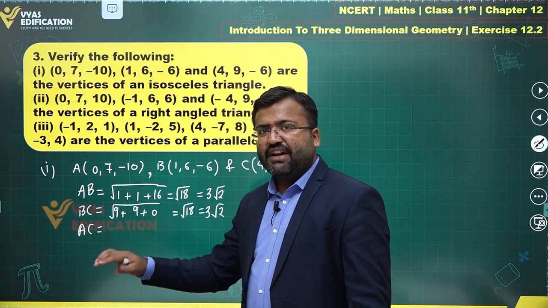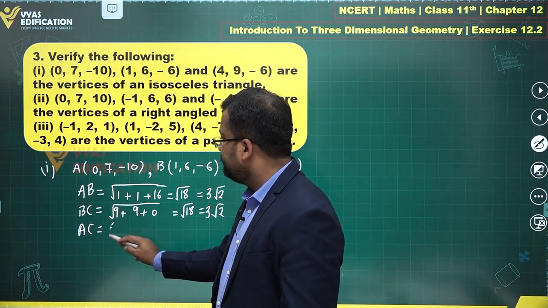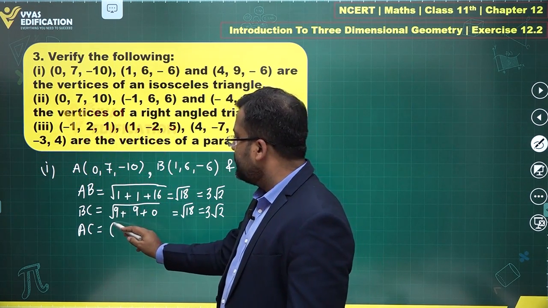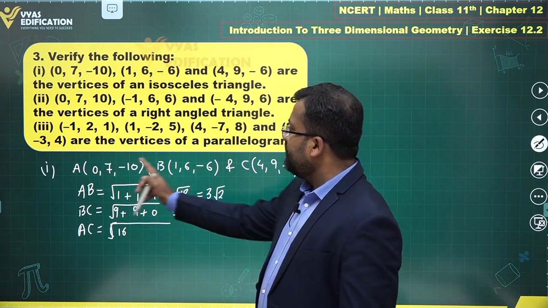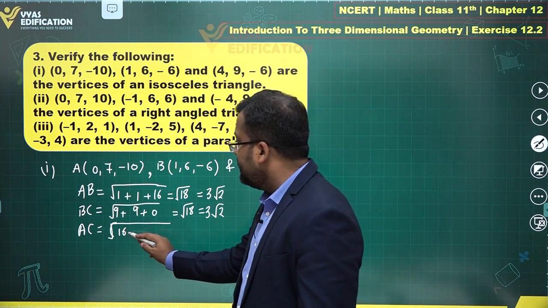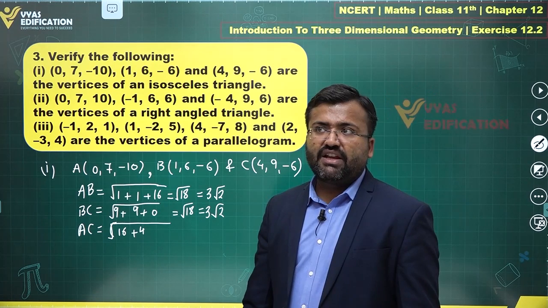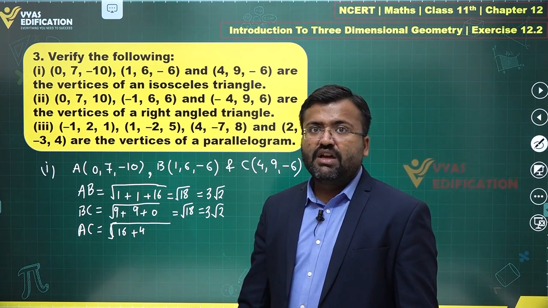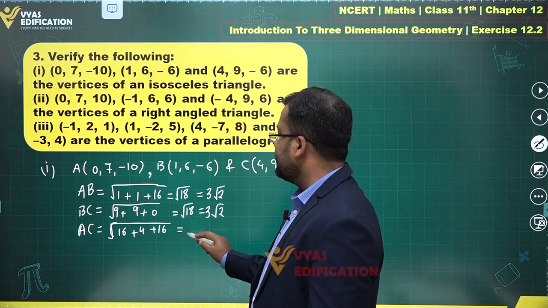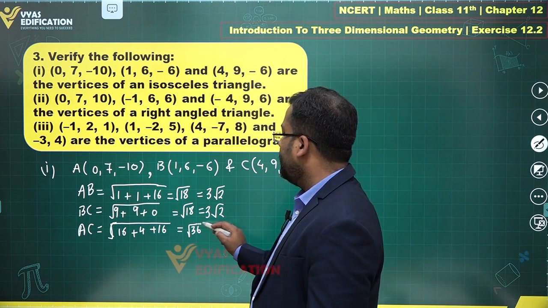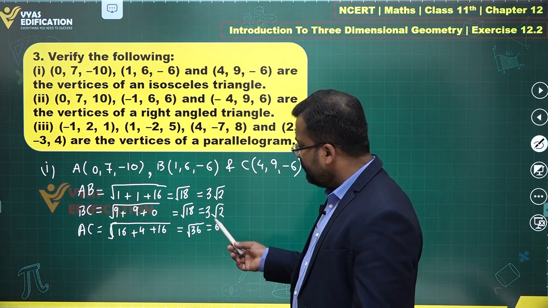The sum of two sides should be greater than the third side for forming a triangle, right? So let's see. 4 minus 0, which is 4 squared, is 16. 9 minus 7 is 2 squared, which is 4. -6 minus -10, which is -6 plus 10, what does that become? 4 squared is 16. So that's 36 under the root. And that becomes 6. So can you see the sum of these two is greater than this side?